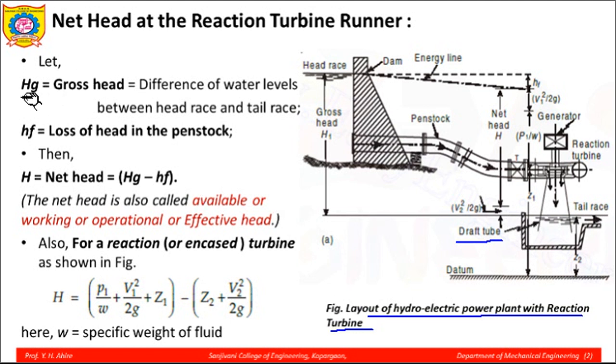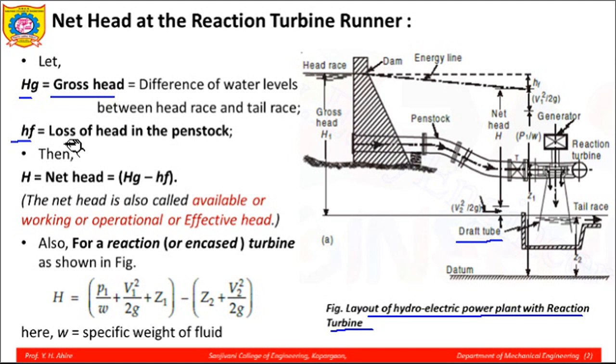Now, Hg represents the gross head, and it is nothing but the difference of water levels between headrace and tail race. So this is tail race over here and headrace. So gross head is the difference of water levels between the headrace and tail race. So this total height is known as gross head.